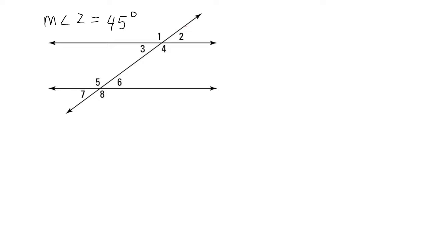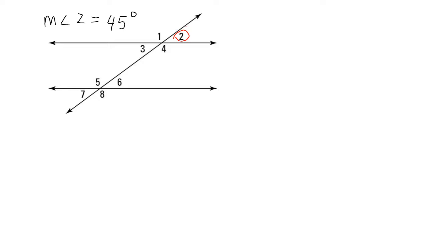Now, what do we have to know? We have to know that these two lines are parallel, and that a transversal crosses over both lines. When that happens, we get 8 angles that we can find just by knowing one of the angles. So let's start off. We know angle 2 right here is 45 degrees. So once we know that angle is 45 degrees, I'm now going to apply 2 theorems and get 2 angles.